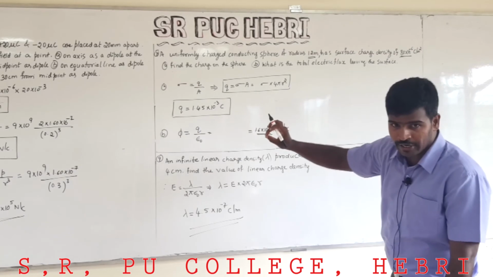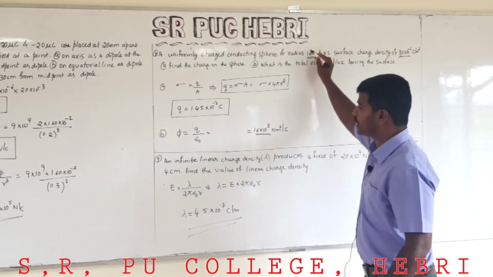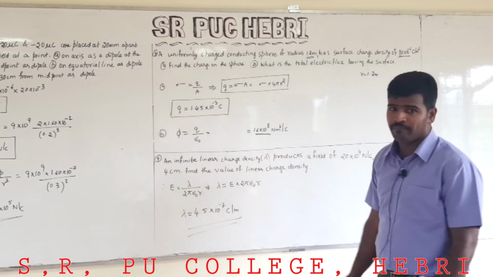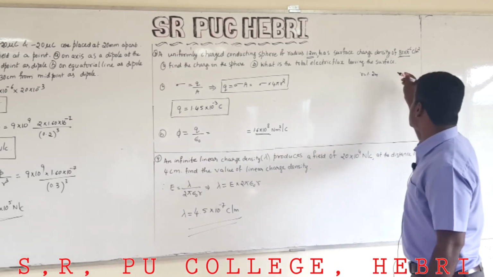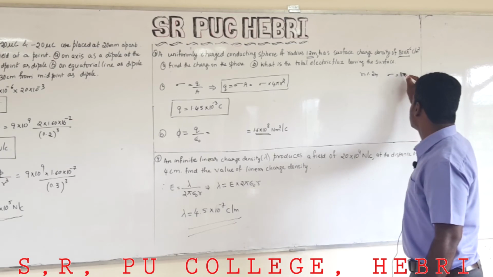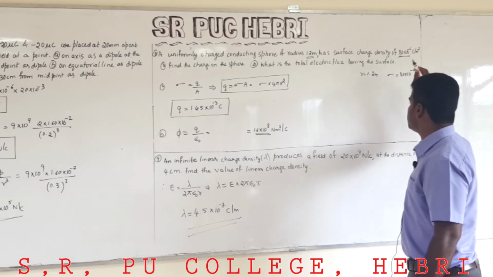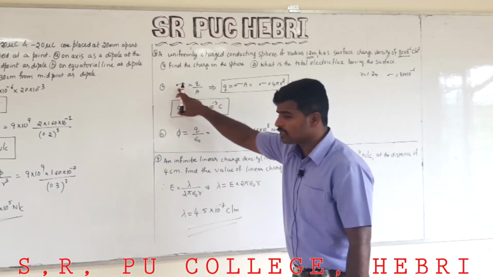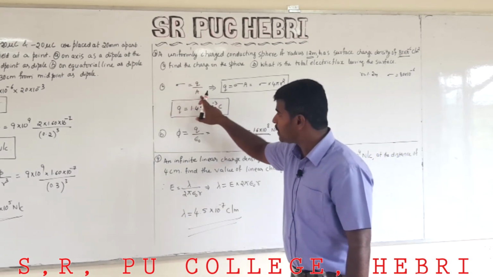In the given question, which values are given? The value of r is given as 1.2 meter. Then the surface charge density sigma is given, the value of sigma is equal to 80 into 10 raised to the power minus 6 coulomb per meter square. Therefore, the surface charge density sigma is equal to charge per unit area.